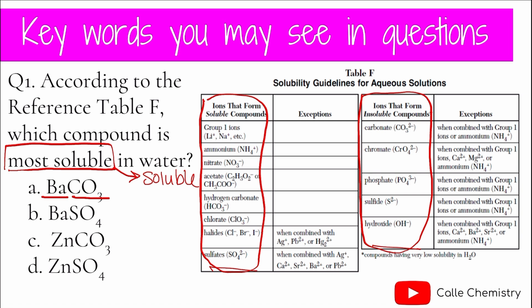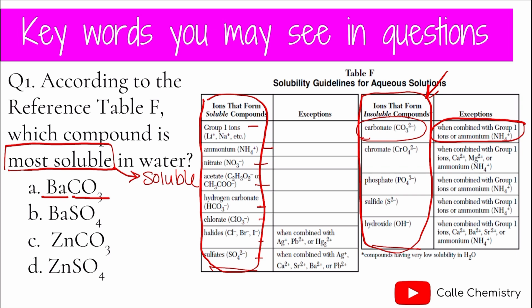So I'm going to go through here. Okay, so these are group 1 ions. Nope. Ammonium. Nope. Nitrate. Acetate. No. None of these is either barium or carbonate. Let's go to the next table. Here we have carbonate. Now, how do we read this? Carbonate is under where it says ions that form insoluble compounds. So this means that carbonate forms insoluble compounds, but it does have exceptions. So it forms insoluble compounds except when it's combined with group 1 ions or ammonium.